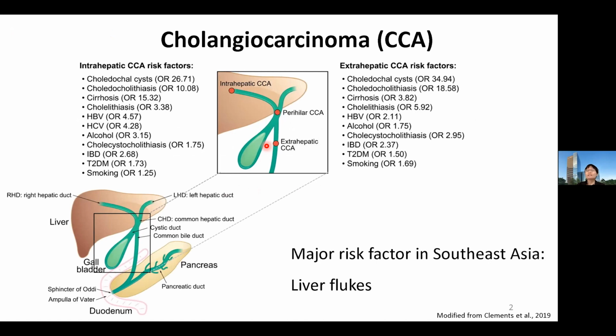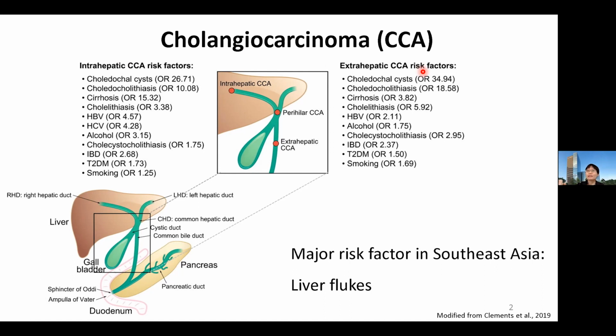Cholangiocarcinoma is a malignant tumor that arises from the epithelial cells lining the bile duct. There are two major classifications of cholangiocarcinoma: the intrahepatic carcinoma and the extrahepatic carcinoma, depending on the anatomical position where the cholangiocarcinoma arises. Intrahepatic carcinoma arises from the bile duct within the liver, whereas extrahepatic cholangiocarcinoma arises from the distal or the ileum region.